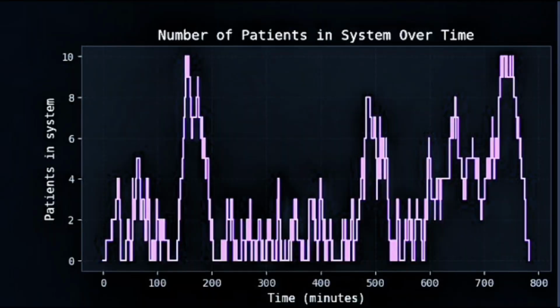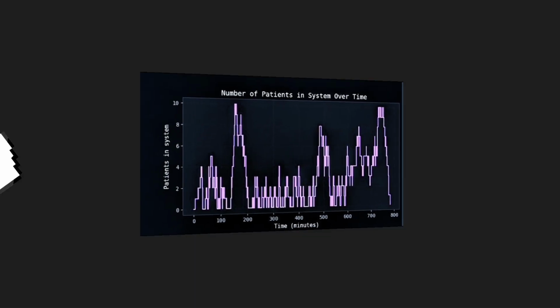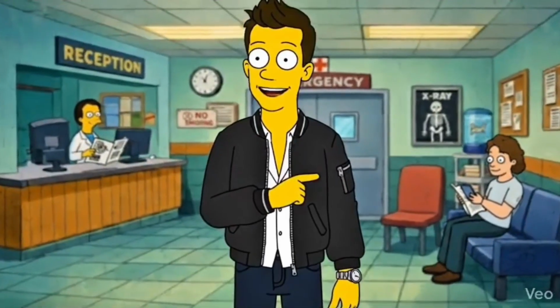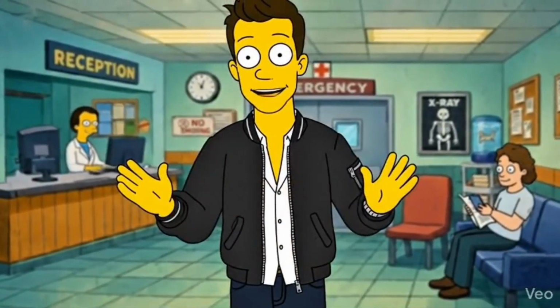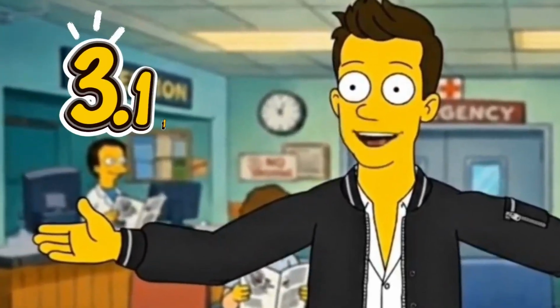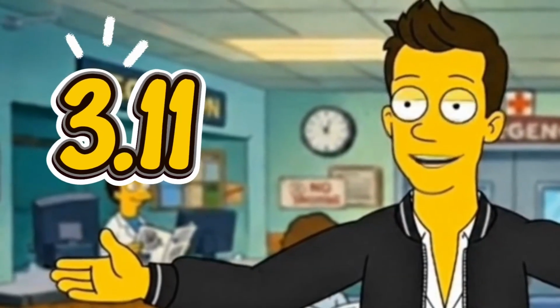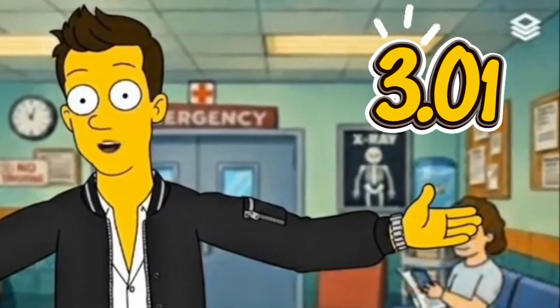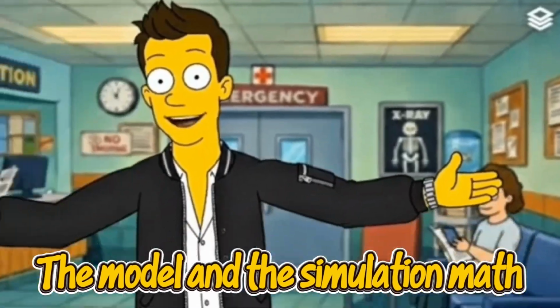This is the complete systemic view. It shows how many patients are in the emergency room at any given time during the simulated 13 hours and a few minutes. The step-like function increases with each arrival and decreases with each discharge. The queue reached a maximum of about 10 simultaneous patients. The system emptied completely 45 times throughout the day, and the average number of patients in the system was 3.11 compared to the theoretical M/M/1 value of 3.01. The model and the simulation match.